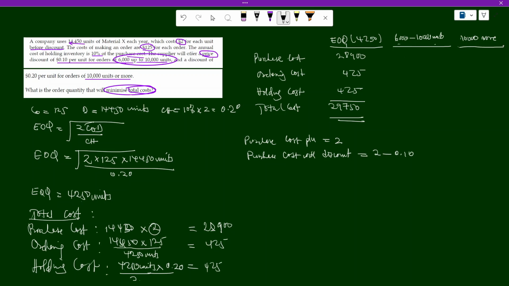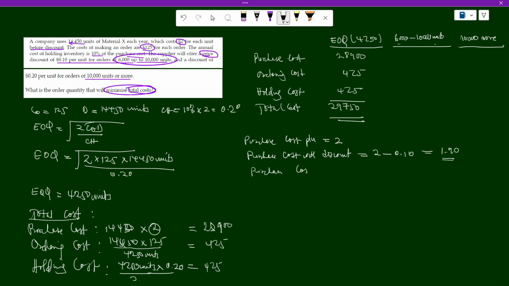Why? Because if someone is offering you a discount, the person is offering a reduction in the price to buy more. So if the person gives you a discount of $0.10, the person is telling you that I'll reduce the price from 2 to 1.90 if you can buy more. And that is why you have 6,000 to 10,000 units. So the purchase cost with the discount will be 1.90 if we buy 6,000 to 10,000 units.